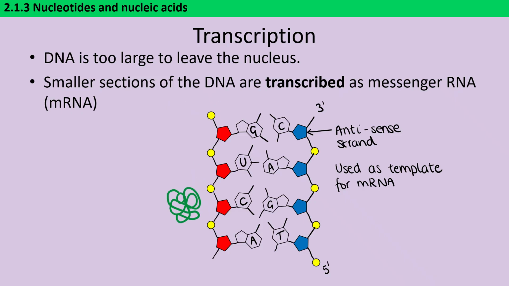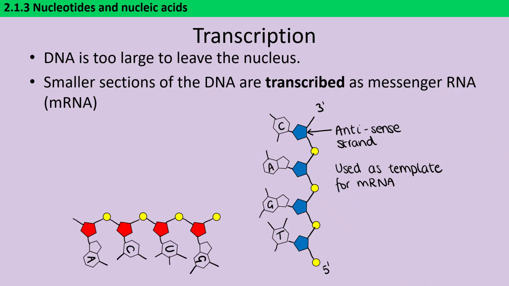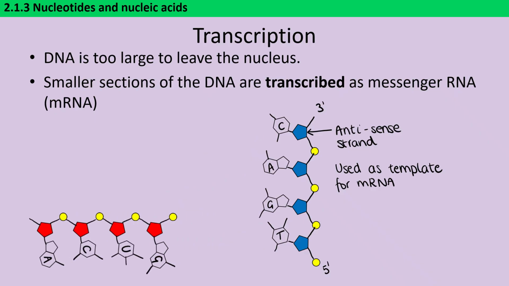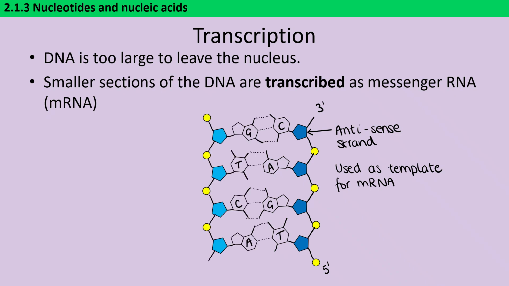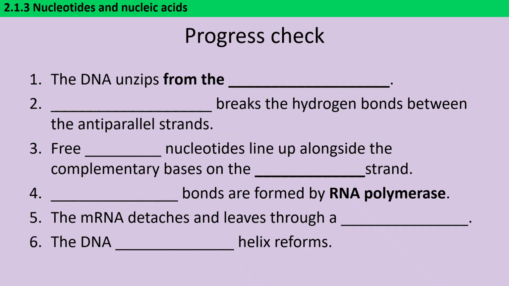Once the mRNA is fully formed, it detaches from the antisense strand of the DNA and leaves through a nuclear pore. The DNA double helix then reforms. Pause the video and see whether you can complete this description of protein synthesis.